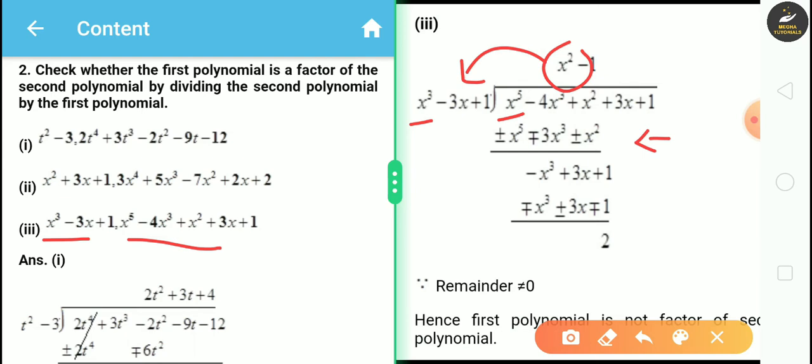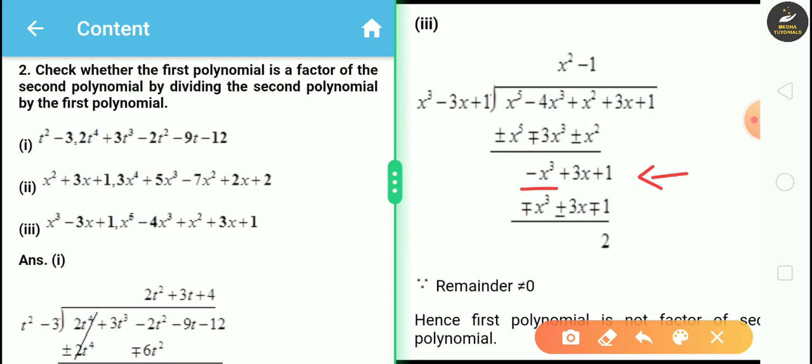Then we'll change the sign from plus to minus to plus, and plus to minus. So x raised to 5 minus x raised to 5 will be cut, minus 4x cube plus 3x cube will get minus x cube, plus x square minus x square will cut, and this 3x plus 1 will come as it is. Okay, so next step is minus x cube plus 3x plus 1.